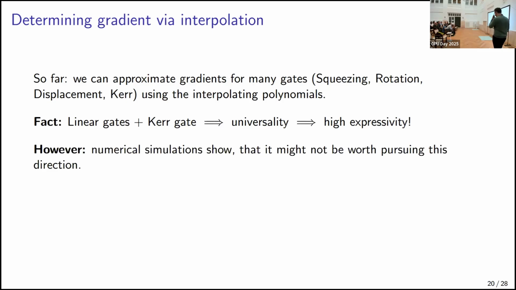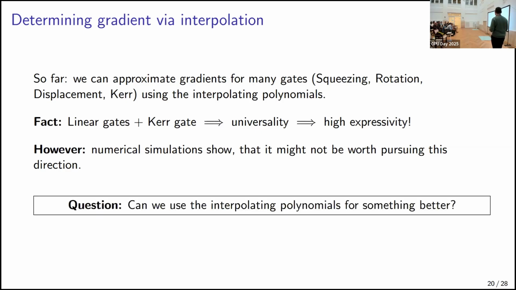So it is promising, but numerical simulations show that it may not be worth pursuing this direction. What I mean here is that the gradients which we estimate are not significantly better, or I mean they are also good, but with finite difference you also get similar results, and it might not be worth pursuing this direction. So I ditched this idea, but we have interpolating polynomials. And can we do something better?